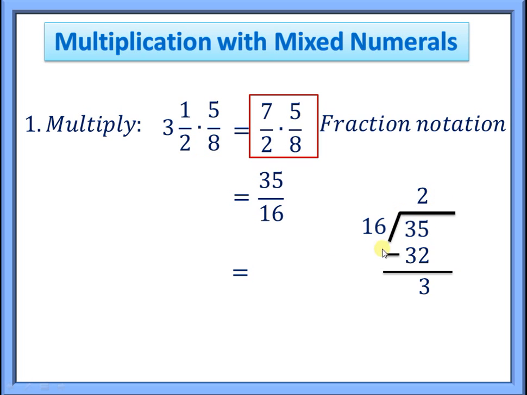So how are we going to express it? Check again. Can we divide 3 by 16? I think it's enough. So this will be our remainder. We have to express it as a mixed fraction using these 3 numbers, 2, 3 and 16. Take a look closely. The 2 will be the whole number, the remainder 3 will be on top, and still our denominator is 16. So this will be our final answer for the product of 3 and 1/2 times 5/8.